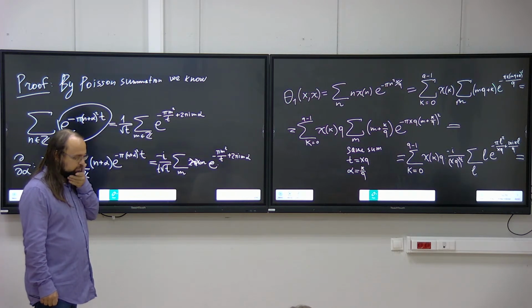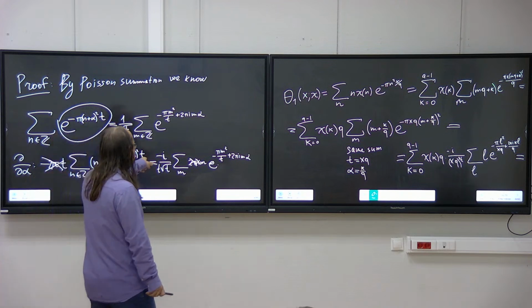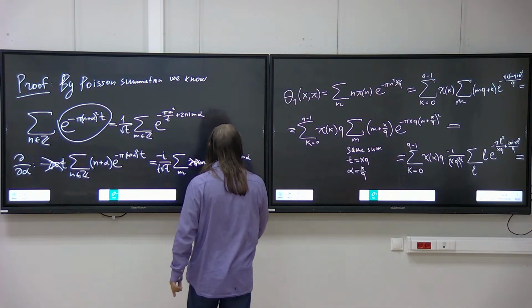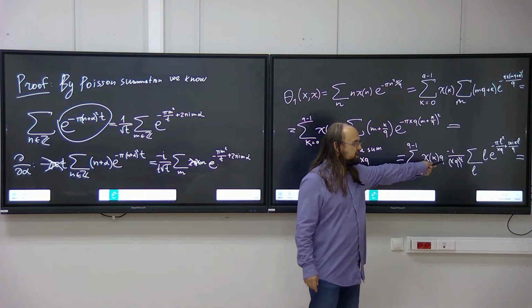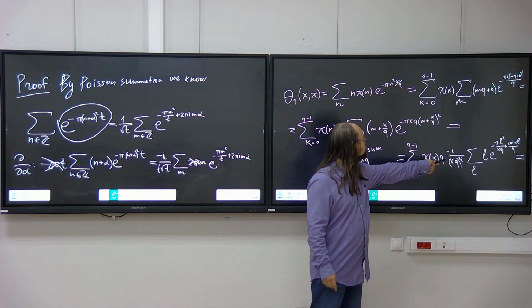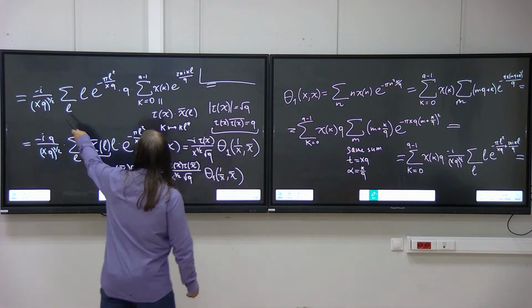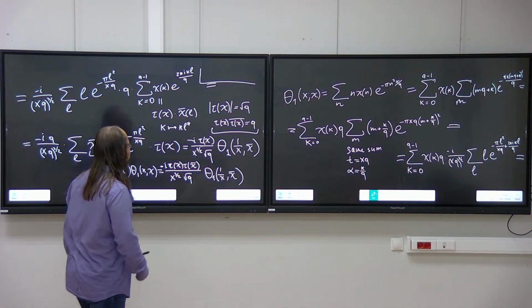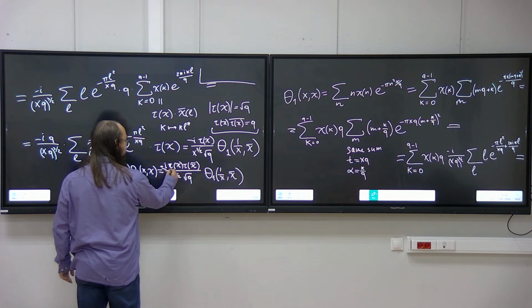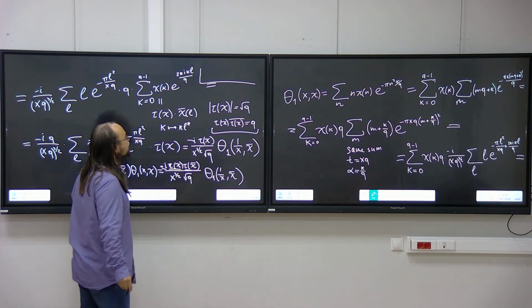So, this whole expression will change sign. Minus i here, so we get minus i here. This is the first time we used this formula. And then you get minus everywhere, and then you get minus i multiplied by tau of chi bar.